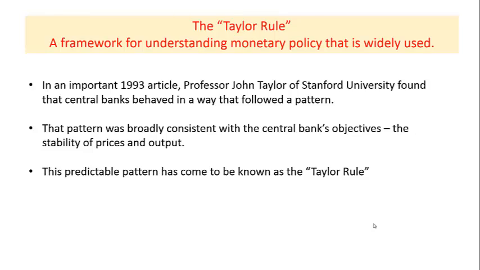There was an important 1993 article by Professor John Taylor of Stanford University, who found that central banks behaved in a way that was kind of predictable. There was a pattern. The pattern was broadly consistent with the central bank's dual objective of keeping the prices and output level stable. And this predictable pattern has come to be known as a Taylor rule.